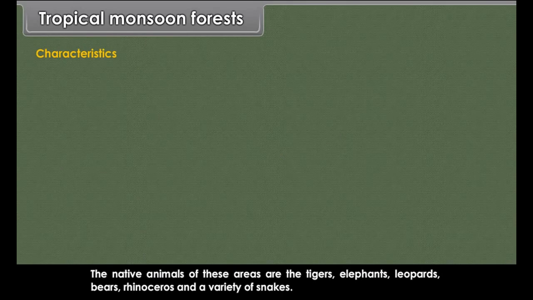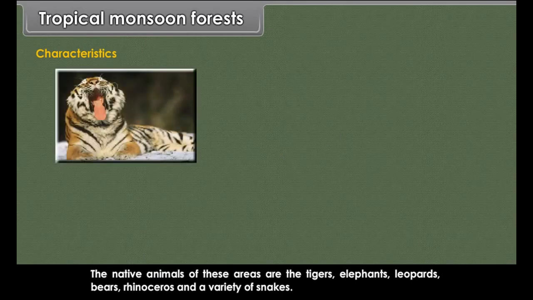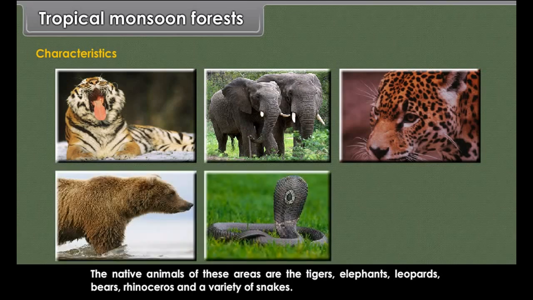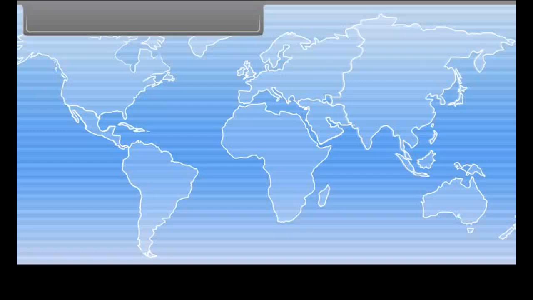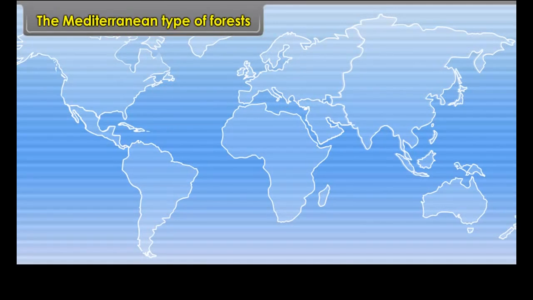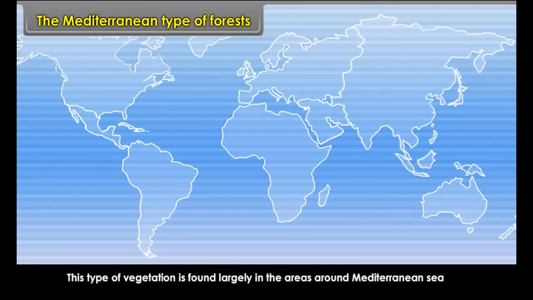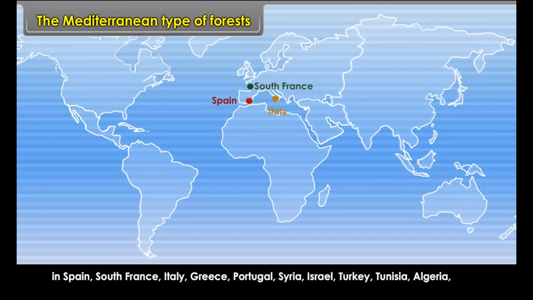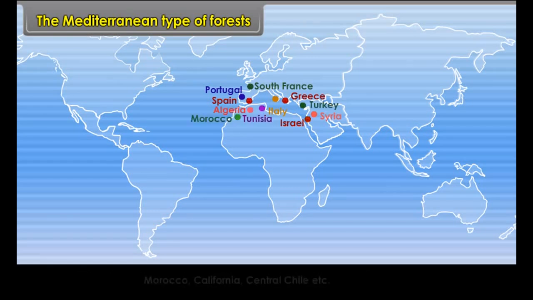The native animals of these areas are the tigers, elephants, leopards, bears, rhinoceros and a variety of snakes. Lions are found in the Gir forests of Gujarat. The Mediterranean type of forests. This type of vegetation is found largely in the areas around Mediterranean Sea in Spain, South France, Italy, Greece, Portugal, Syria, Israel, Turkey, Tunisia, Algeria, Morocco, California, Central Chile, etc.